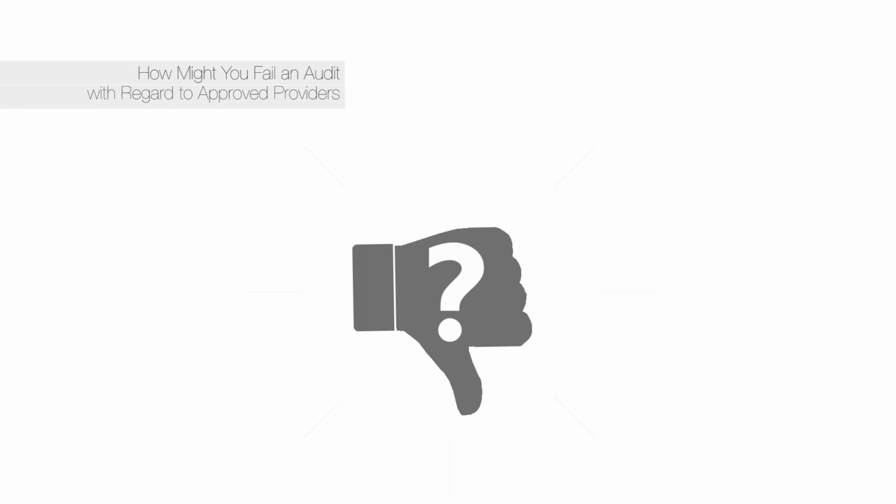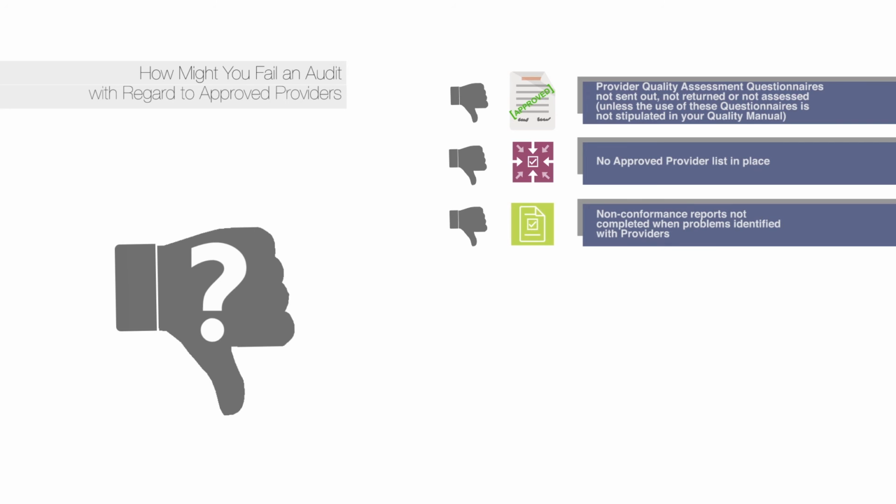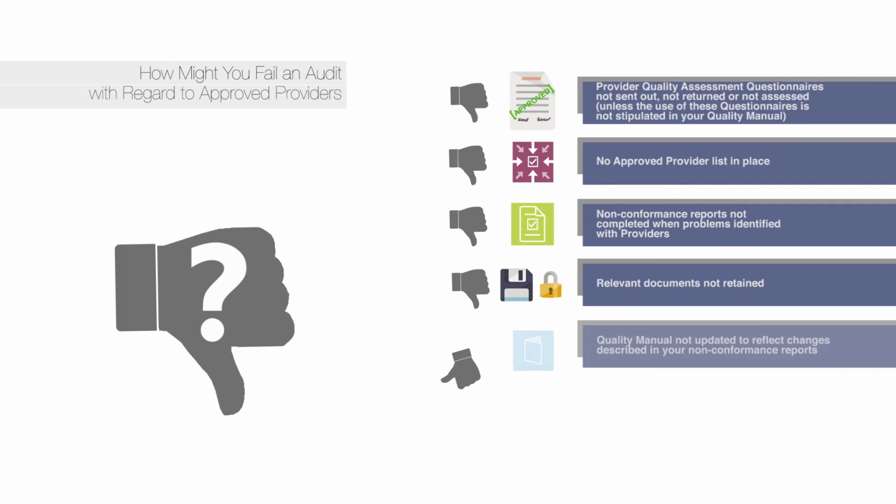How might you fail an audit with regard to approved providers? Issues which might cause you to fail an audit include provider quality assessment questionnaires not sent out, not returned or not assessed, unless the use of these questionnaires is not stipulated in your quality manual. No approved provider list is in place. Non-conformance reports are not completed when problems are identified with providers. Relevant documents are not retained. The quality manual is not updated to reflect changes described in your non-conformance reports.